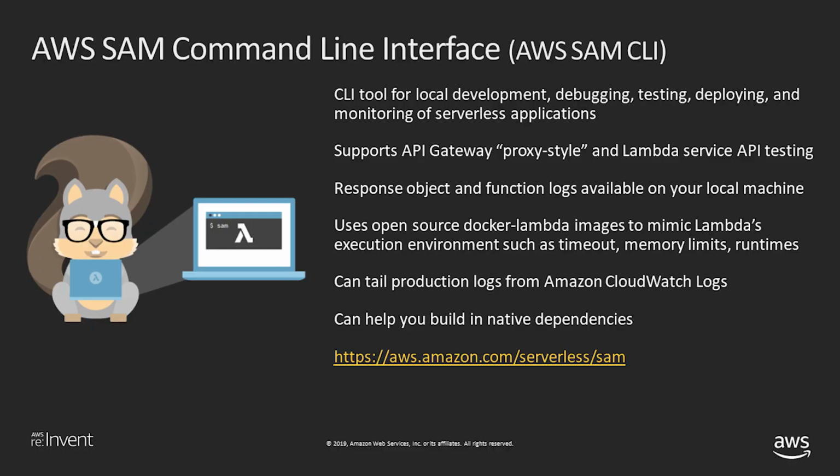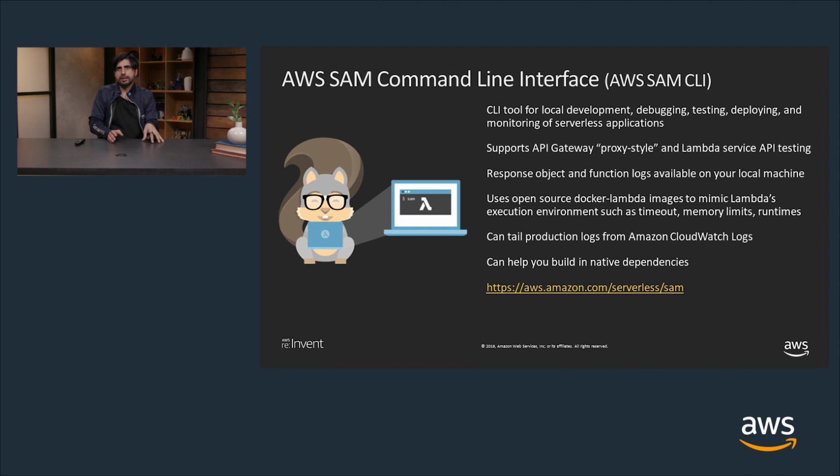So we talked about the serverless application model. Let's talk more about the AWS SAM command line interface. Now, this is a really powerful CLI tool for local development, debugging, testing, deploying, and monitoring of your serverless applications. This supports an API gateway proxy style Lambda service for API testing. This means you can test your serverless application locally with the open source Docker Lambda image that mimics the Lambda execution environment, and then have an emulated API that's local on localhost, port 3000, where you can locally test your serverless application.